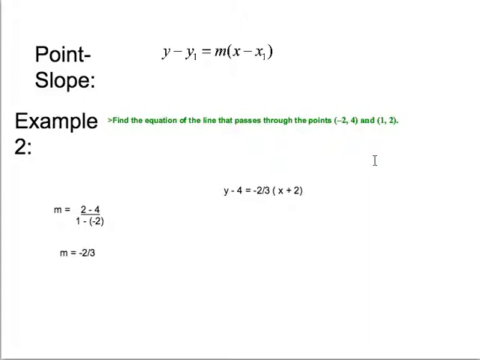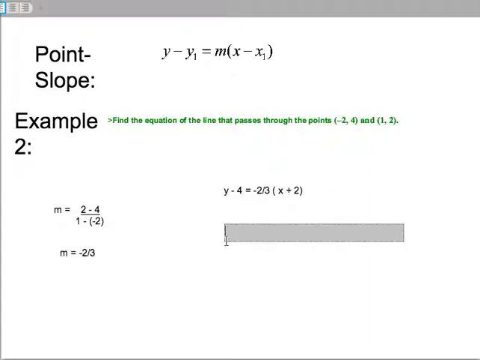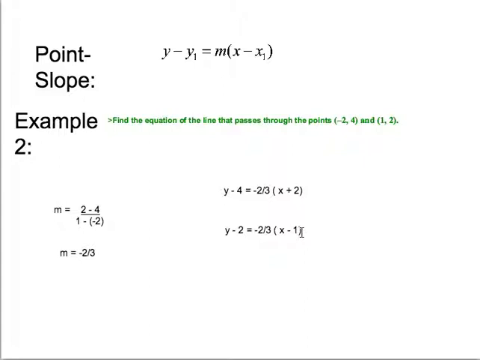We could have just as easily used the point 1, 2, so let's go ahead and do that. y minus 2 is equal to -2/3 times x minus 1. Okay? Both of these equations represent the exact same line. Okay, let's move on.